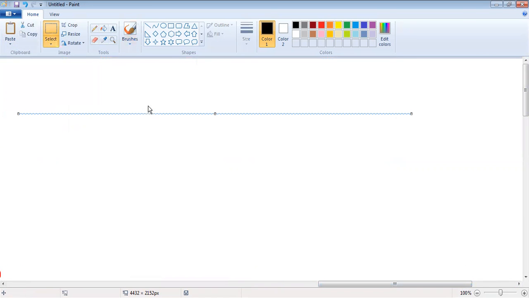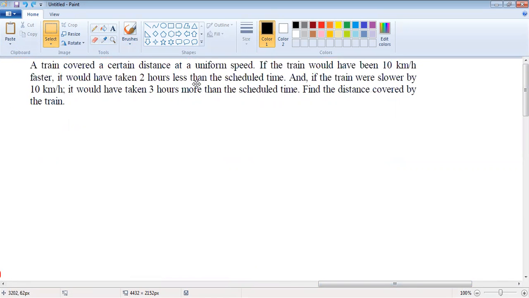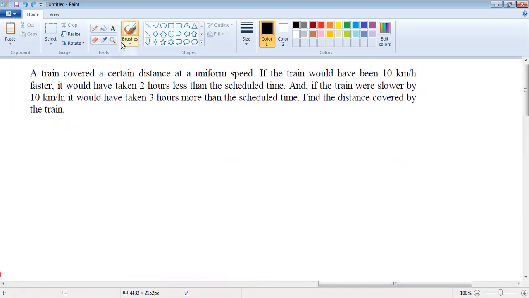A train covered a certain distance at a uniform speed. If the train would have been 10 km per hour faster, it would have taken 2 hours less than the scheduled time. And if the train was slower by 10 km per hour, it would have taken 3 hours more than the scheduled time. Find the distance covered by the train. So can you help me?